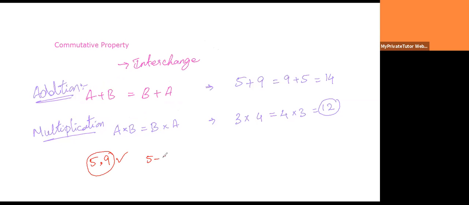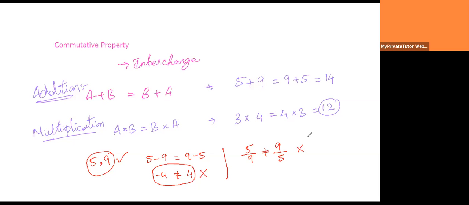What is 5 minus 9? Is it equal to 9 minus 5? It won't, right? Because 5 minus 9 is minus 4, which is not equal to 4. The output is not the same. If we interchange the position of the values, the output won't be the same. So this commutative property won't work for subtraction. Similarly, if you want to try division, 5 by 9 is not equal to 9 by 5. Am I correct? So it won't work for division as well.